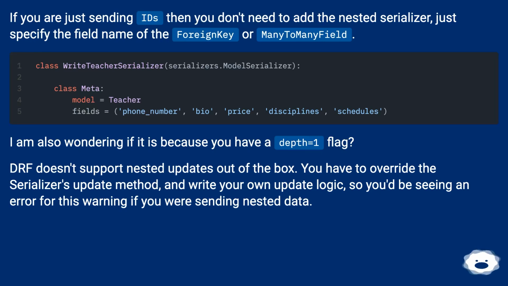DRF doesn't support nested updates out of the box. You have to override the serializer's update method and write your own update logic. So you'd be seeing an error for this warning if you were sending nested data.